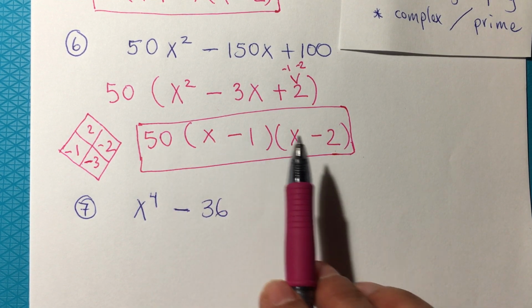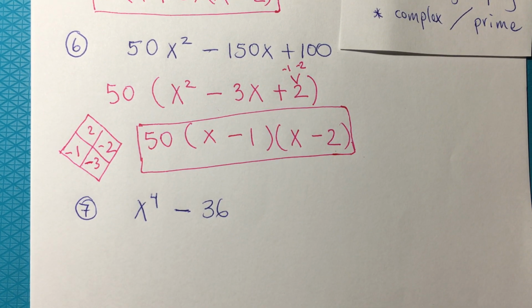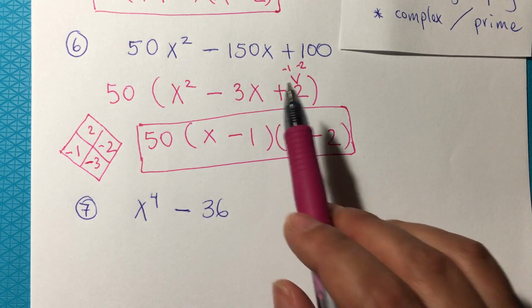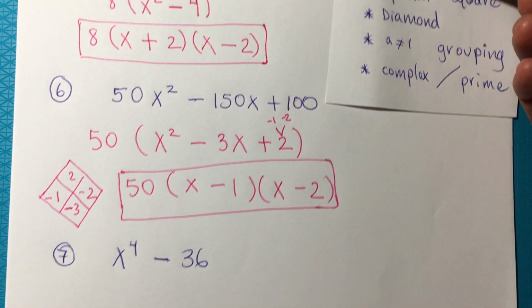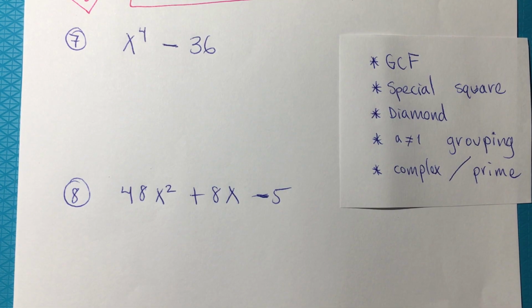So those are my 3 factors. And again, you're using the greatest common factor and the diamond. So you're combining 2 of those. Okay, let's keep going here.